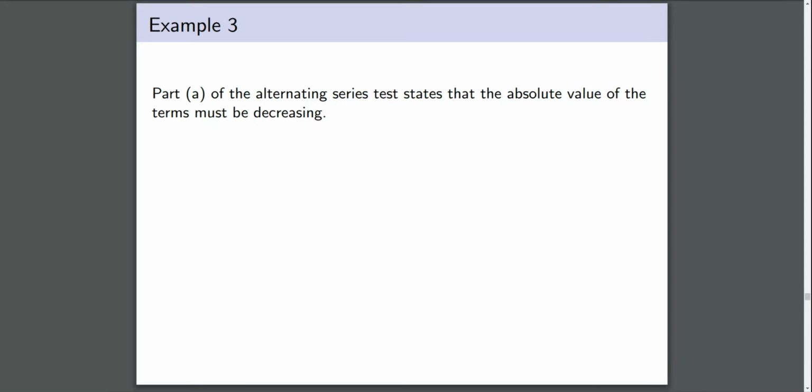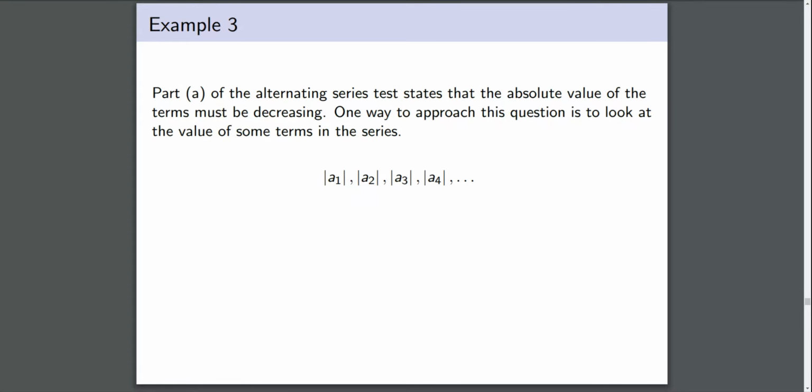All right, now I want to look at part A. It's an inequality involving the absolute value of the terms of the series, and it says that they have to be decreasing. So I want to look at 2 ways we could approach this problem. First, I'm just going to calculate some of the values using the formula that we started with.